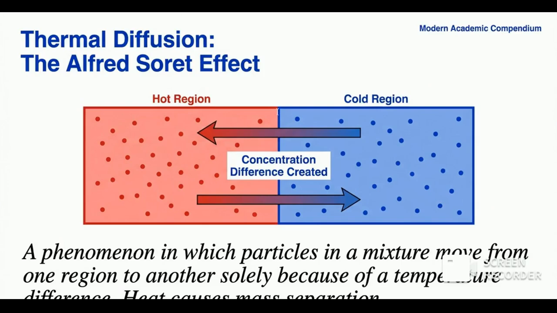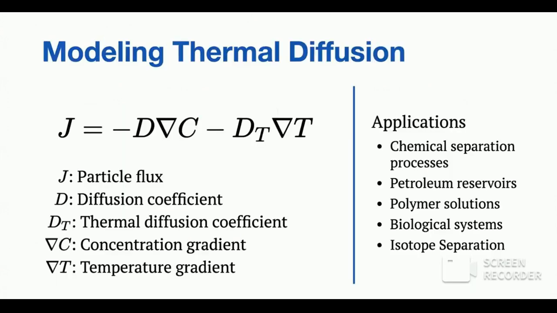Next, we have the Soret effect. This is a phenomenon where heat causes mass separation. If we have a hot side and a cold side, particles will migrate from one to the other, creating a concentration difference purely from the temperature gap. To model this, we add a thermal diffusion term DT to the flux equation. This is used in high-tech fields like isotope separation, polymer solutions, and even studying petroleum reservoirs.